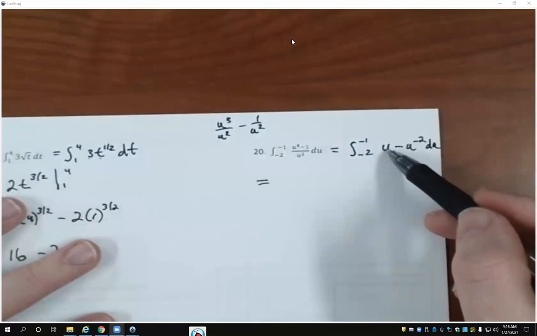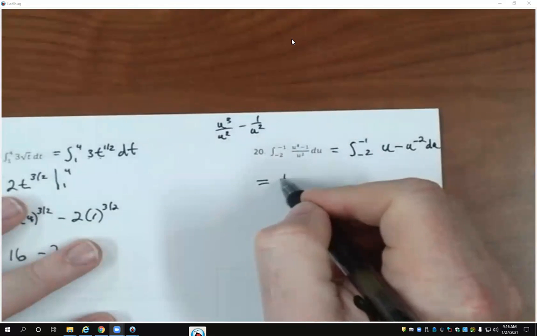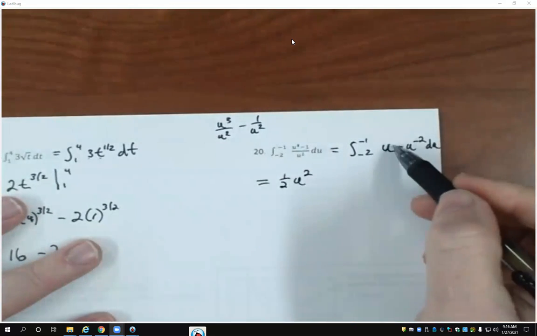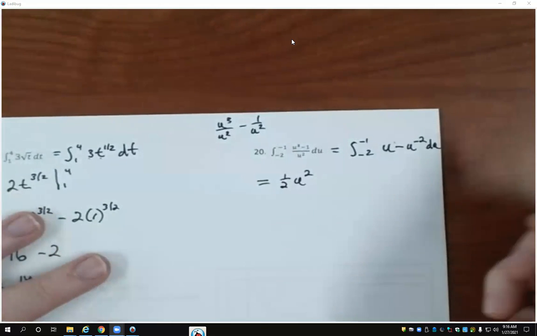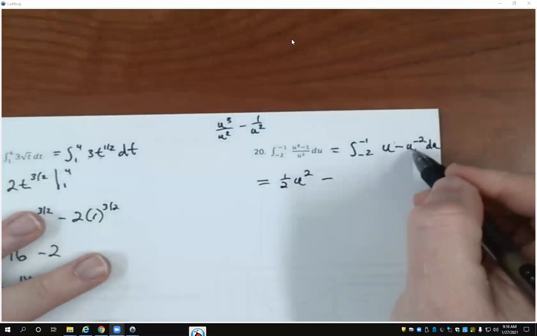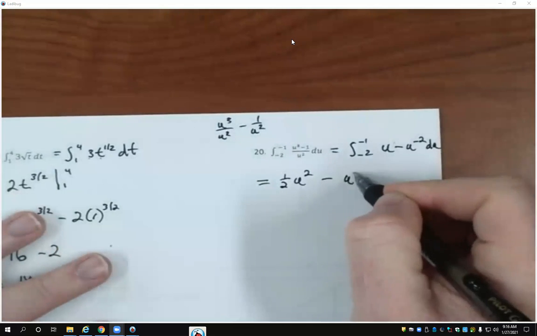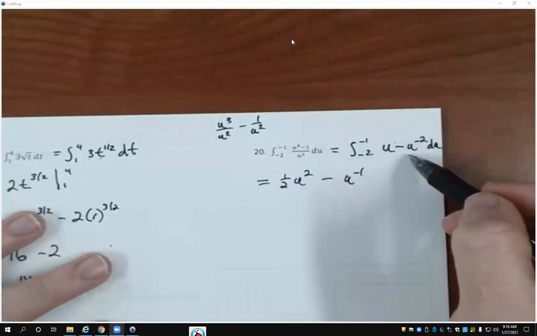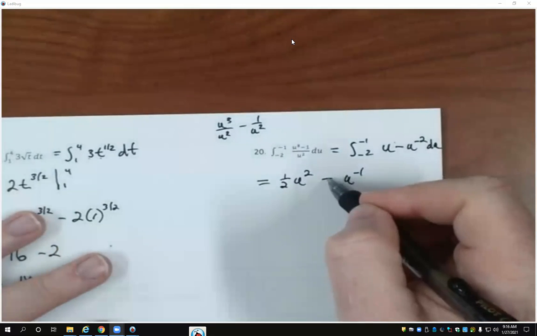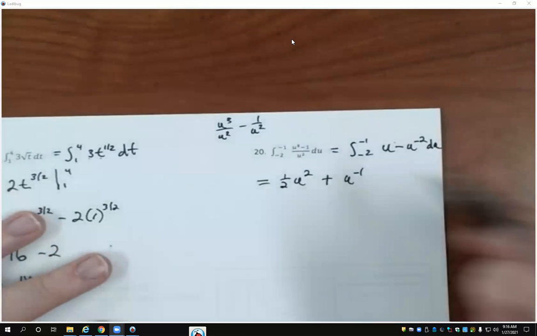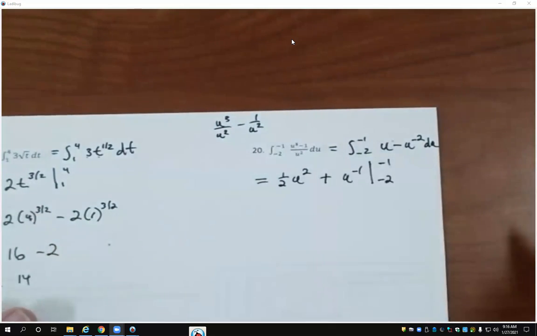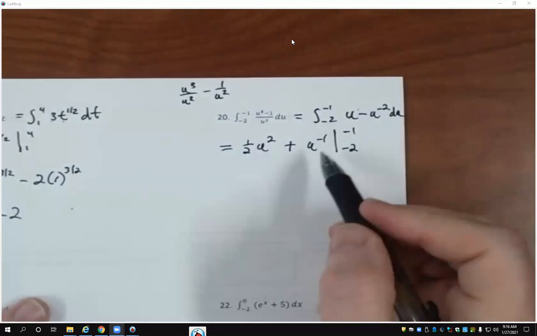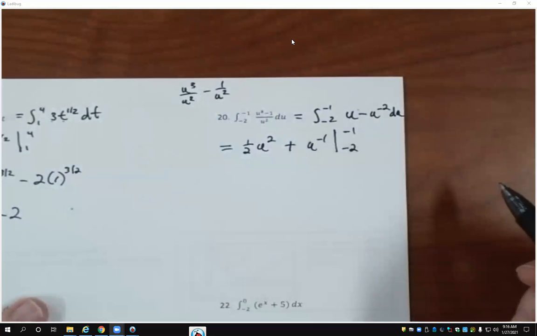The antiderivative of u is 1/2 u squared. We're going to add 1 to that exponent and divide by that exponent. And then we're going to add 1 to this exponent, which gives me u to the negative 1, and I'm going to divide by negative 1, which is going to turn this into a positive. And we're going to do that from -2 to -1. Questions on my antiderivative?